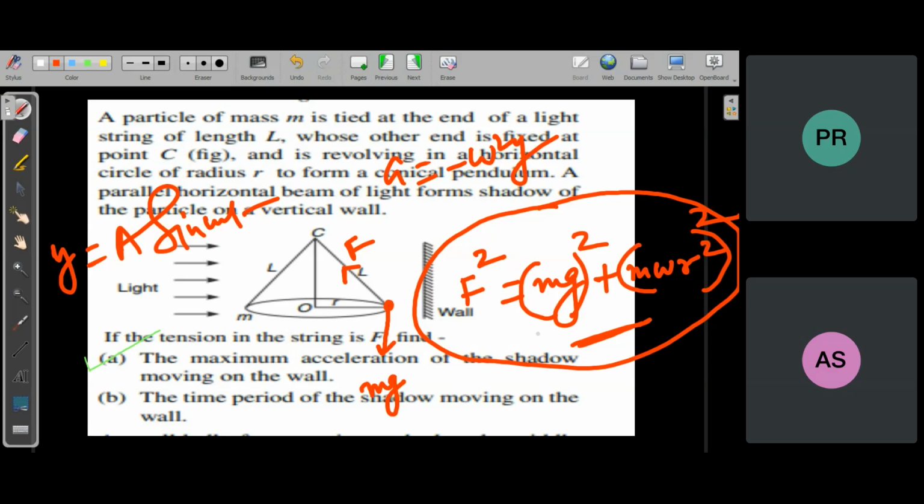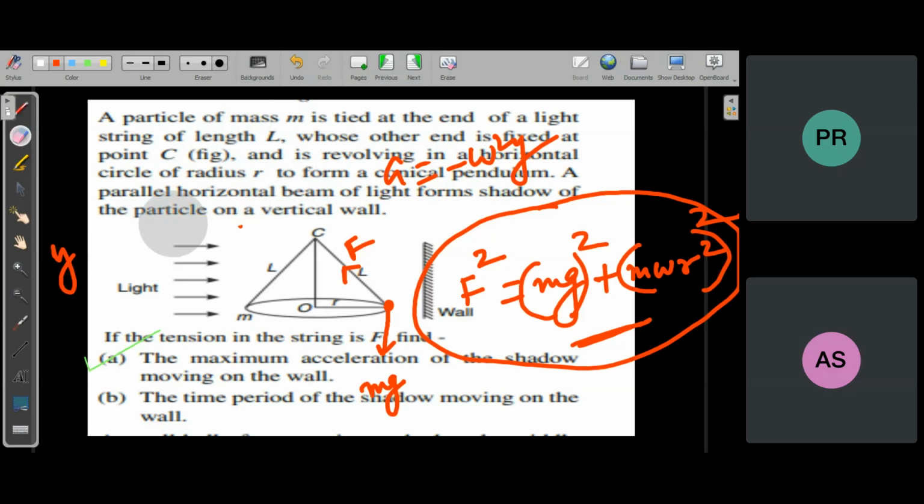Okay. So after this, what you did? Sir, from this, we need omega now, sir. It will be F square minus mg whole square equals m omega square r whole square, now, sir. Then we get m omega square r equals square root of F square minus mg whole square now, sir. And we get omega, then we can get time period 2 pi by omega.